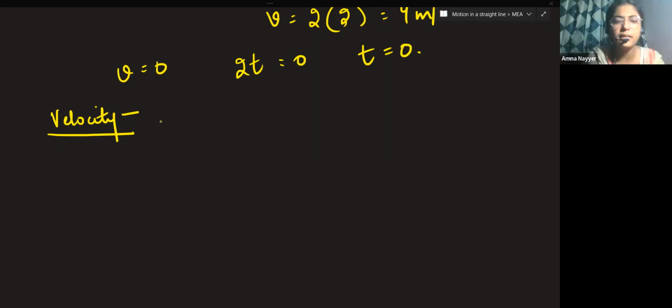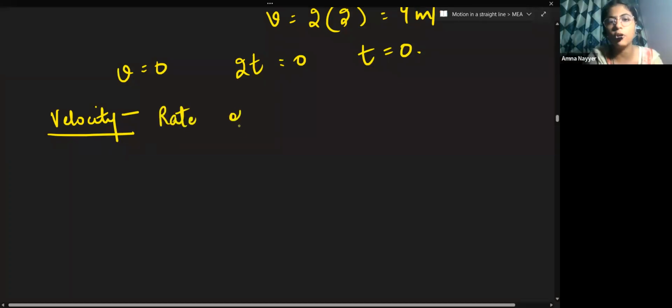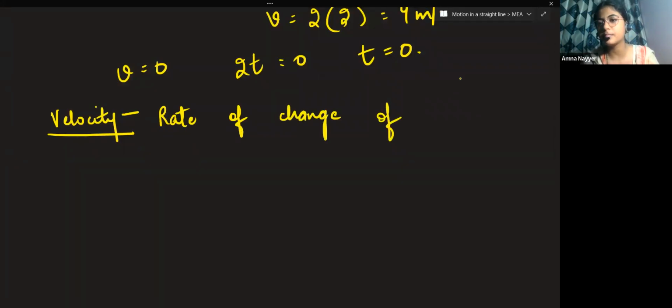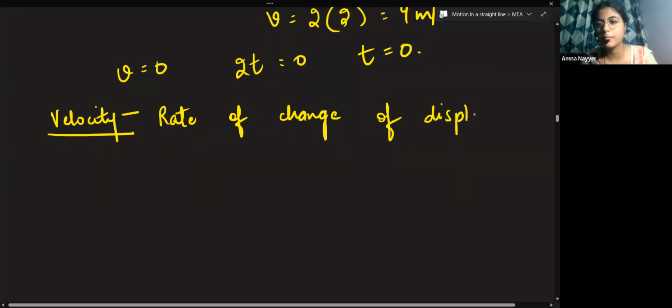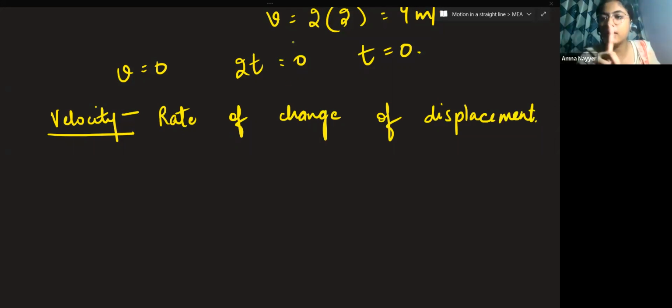But first, let us write the definition of it. This is rate of change of displacement. Distance was the total path covered, and that was a scalar quantity. Displacement is a vector quantity and it's the shortest path. So whenever you have to calculate the displacement, just join the initial and final points. Whatever length you get becomes your displacement. So this is velocity, rate of change of displacement.